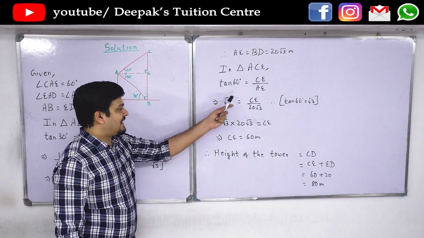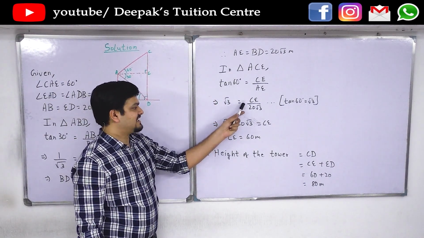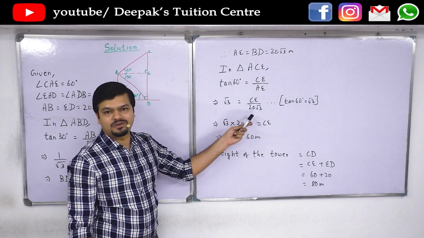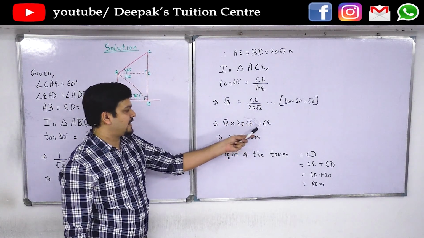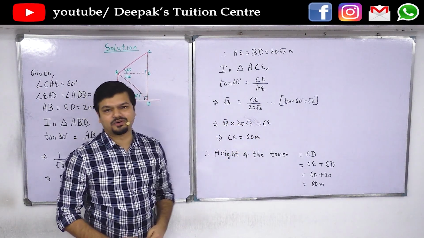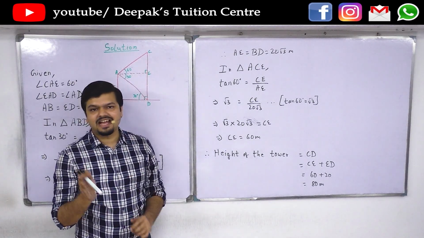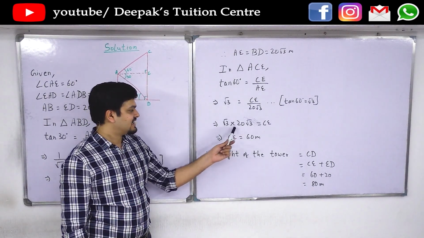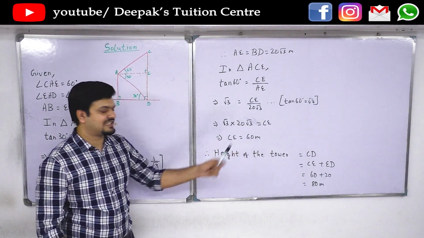So therefore the value of tan 60, that is root 3, is equal to CE by 20 root 3. So which implies CE is equal to root 3 into 20 root 3. Root 3 into root 3 is 3 and 3 into 20 is 60. So therefore CE is equal to 60 meter.